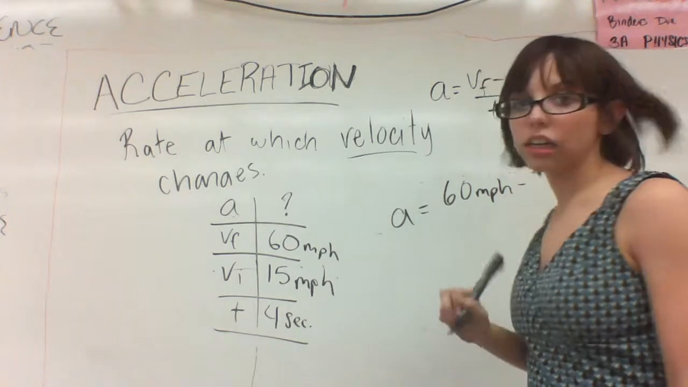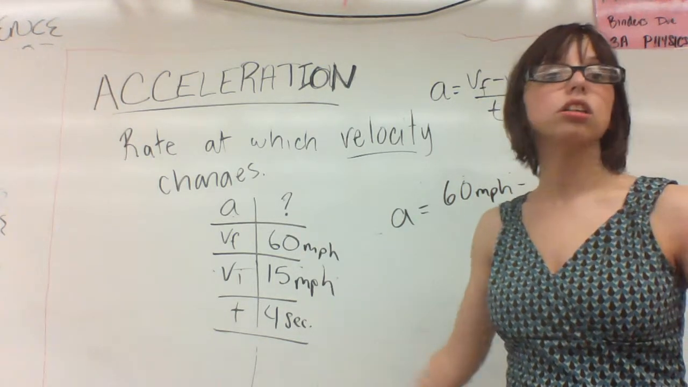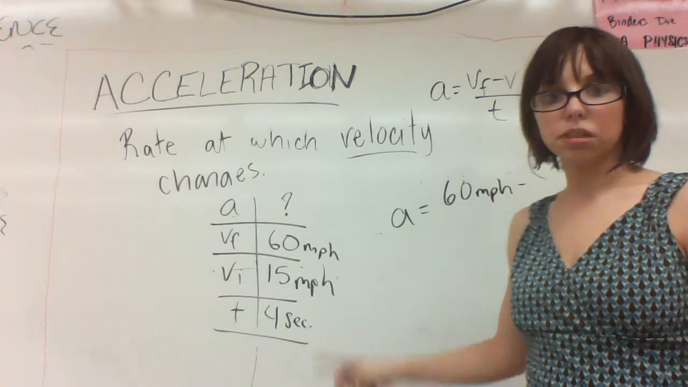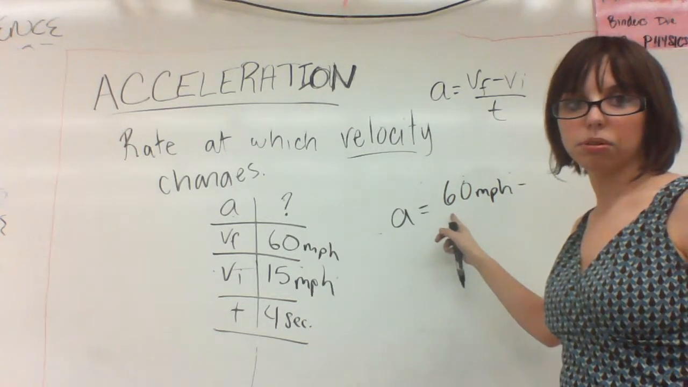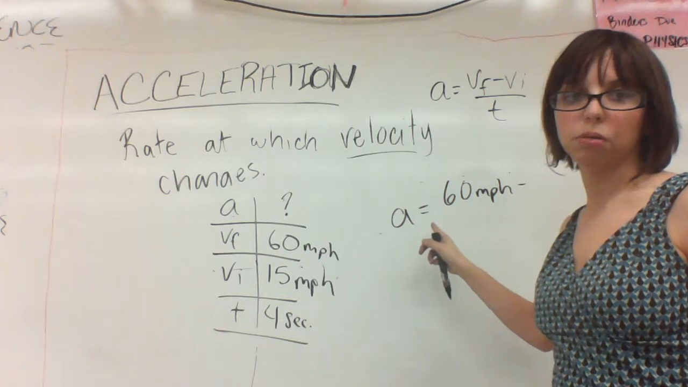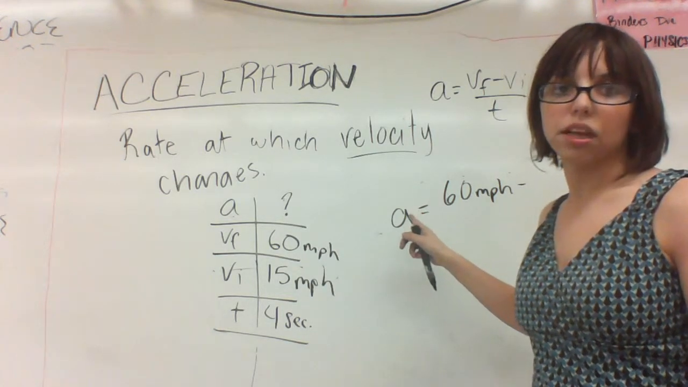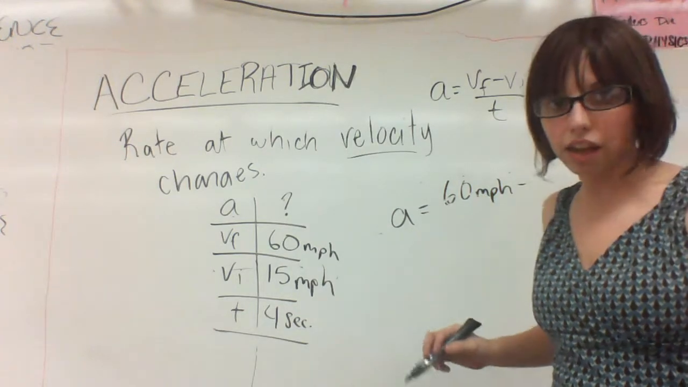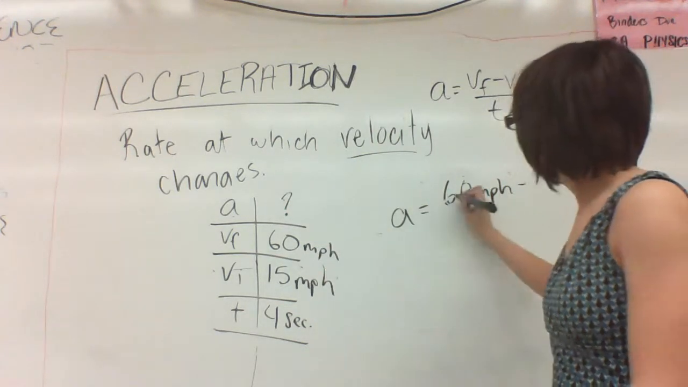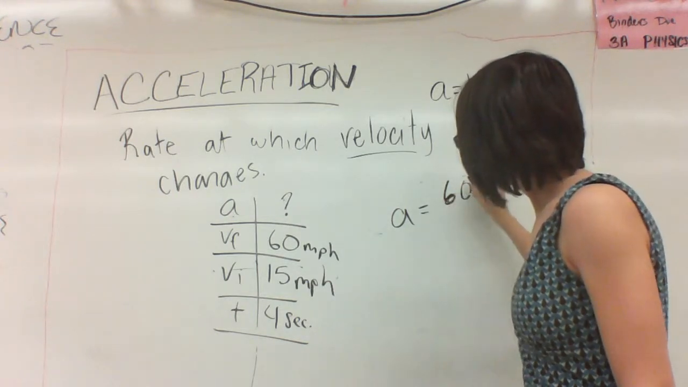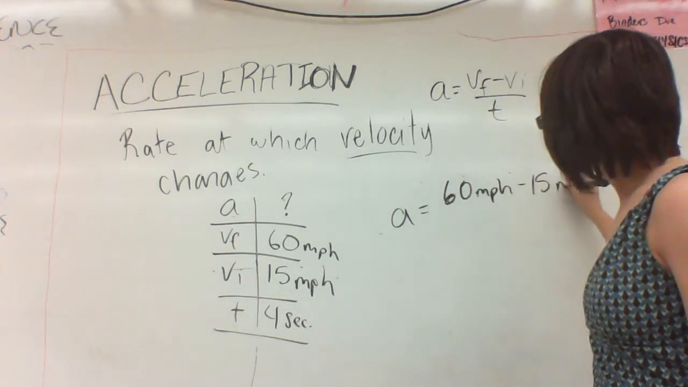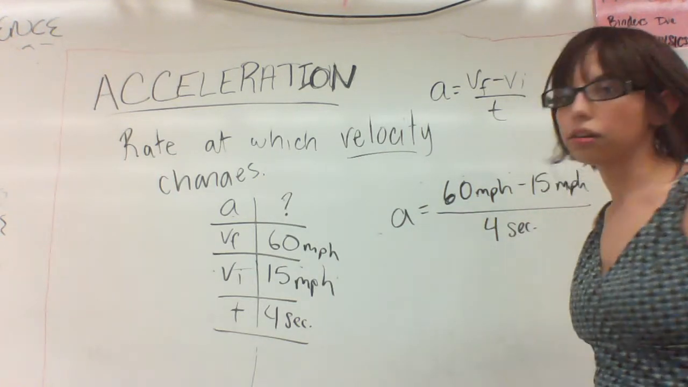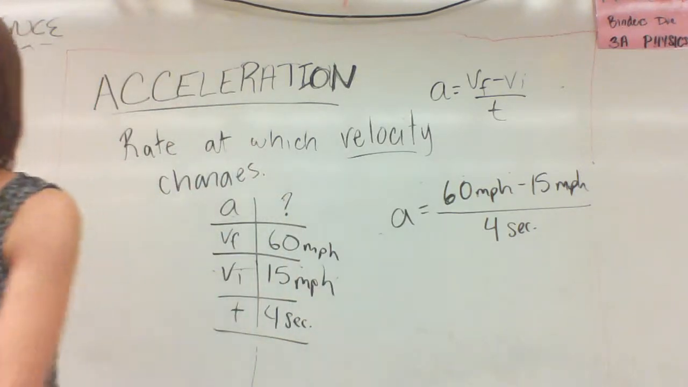And please be careful. Again, I've seen a lot of students do this at all different levels of physics and all walks of life. Just because this is a bigger number doesn't mean it's always the F. A lot of people want to put the bigger number here. It's not always going to be that way. In this case, it is. In some cases, it won't be. Make sure you're putting the F there and the I on the other side. Minus 15 mph over 4 seconds. Okay, so go ahead and take a second to solve this while I solve it with you.